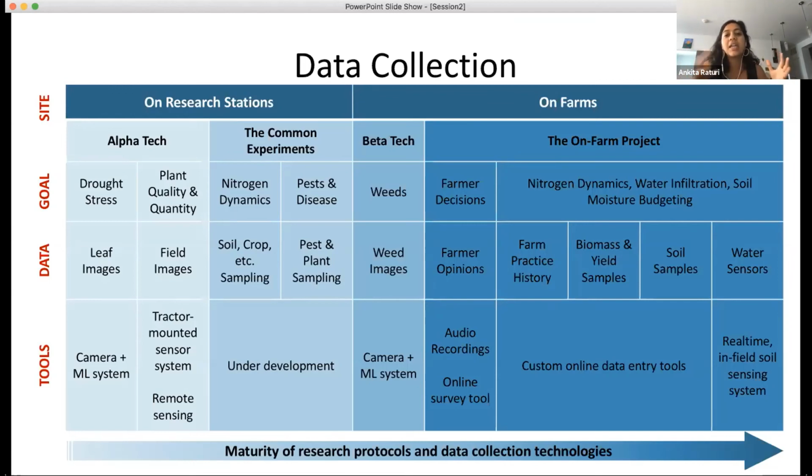And so there are a variety of different levels of trust that you can think of, or levels of privacy or levels of control, as these technologies mature and move from being in this sort of alpha phase to actually being rolled out to the full on-farm project.